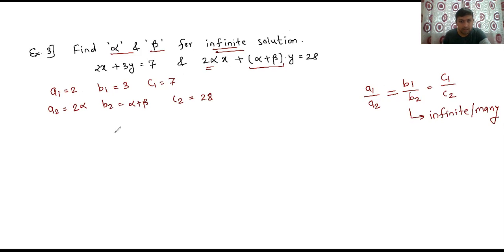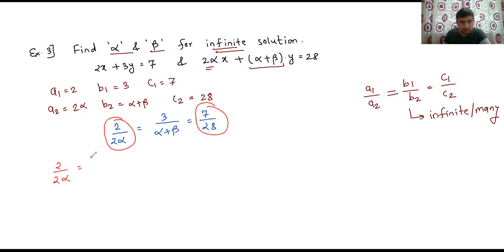So write down A1 upon A2, 2 upon 2 alpha, which is equal to B1 upon B2, 3 upon alpha plus beta, which is equal to C1 upon C2, 7 upon 28. So if you consider first and third, 2 upon 2 alpha is equal to 7 upon 28. So 1 upon alpha is equal to 1 upon 4. Alpha will be what? Alpha equal to 4. Right?